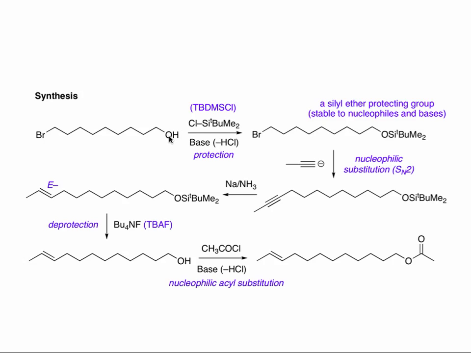First step would be to protect the primary alcohol using TBDMS chloride and a base to mop up the HCl, and we get this silyl ether, which is stable to nucleophiles and bases. So we can now take the alkyne anion and we can do an SN2 substitution reaction on the primary bromide. We can then stereoselectively reduce the triple bond using sodium and liquid ammonia to form the E-alkene. And then we can remove the protecting group using TBAF and then convert the alcohol into the desired ester using ethanoyl chloride and a base in a classic nucleophilic acyl substitution reaction.